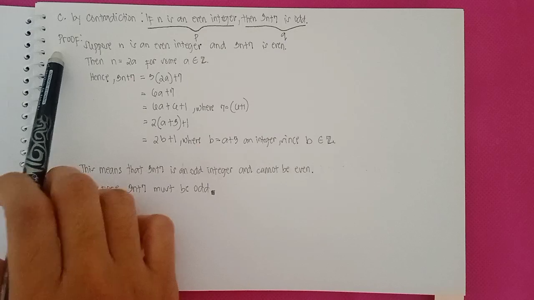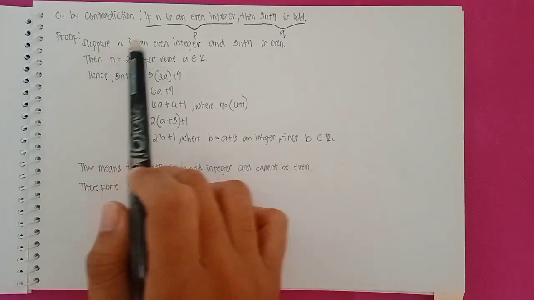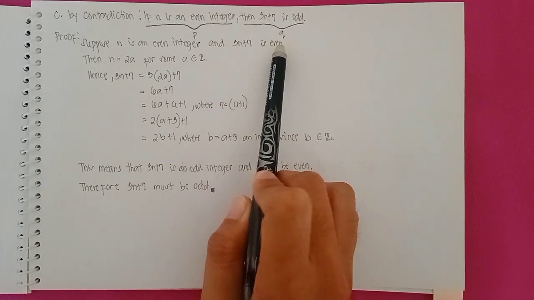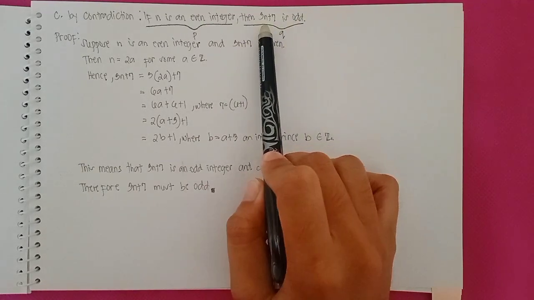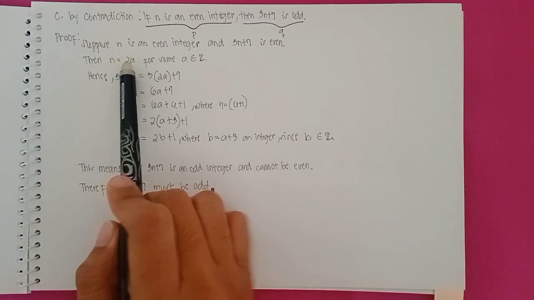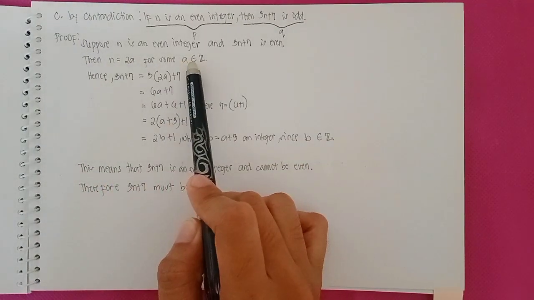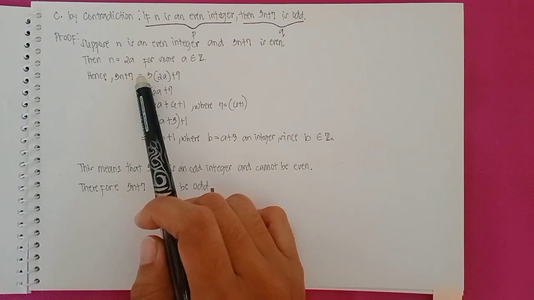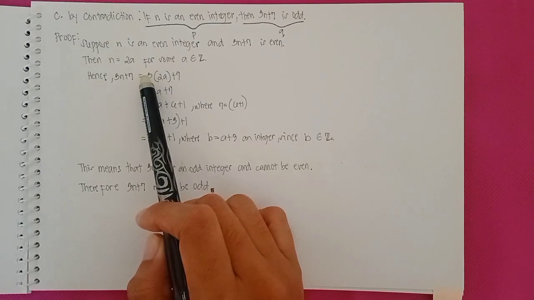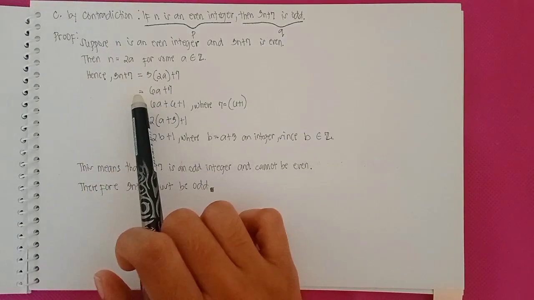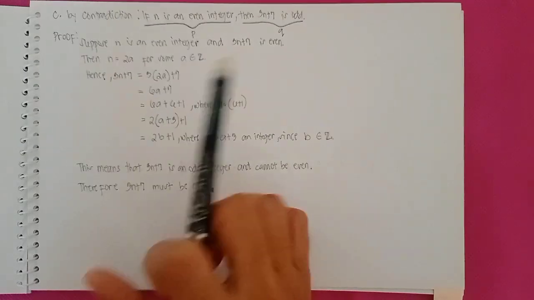So, proof. Suppose n is an even integer, and 3n plus 7 is even. We negate the conclusion here. Then n equals 2a, for some a an element of integers. Hence, 3n plus 7 is equal to 3, and then substitute the value of n, which is 2a, plus 7, equals 6a plus 7.